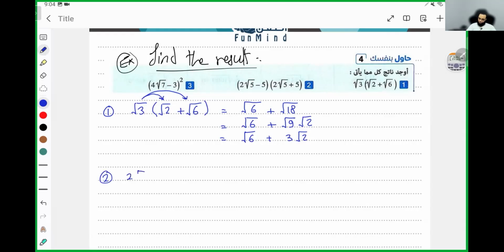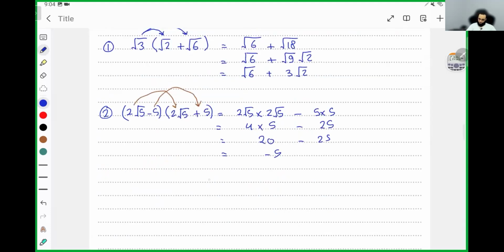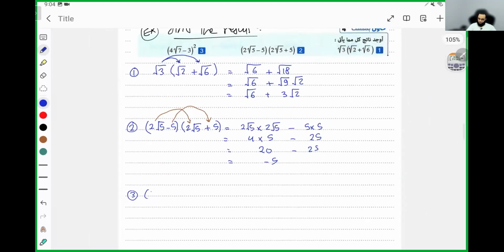Solve for me also: 2 root 5 minus 5 times 2 root 5 plus 5. How can we do that? A times a, b times b, minus in the middle. 2 root 5 times 2 root 5 minus 5 times 5. You know 2 times 2, 4. Root 5 times root 5, 5. Then it's 4 times 5, and this is 25. So it's 20 minus 25, it's negative 5. So the last: how can we decompose this bracket?